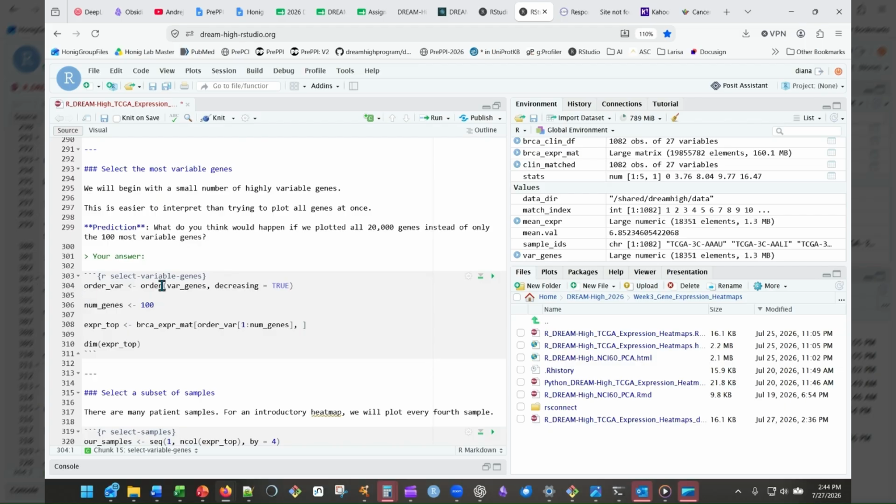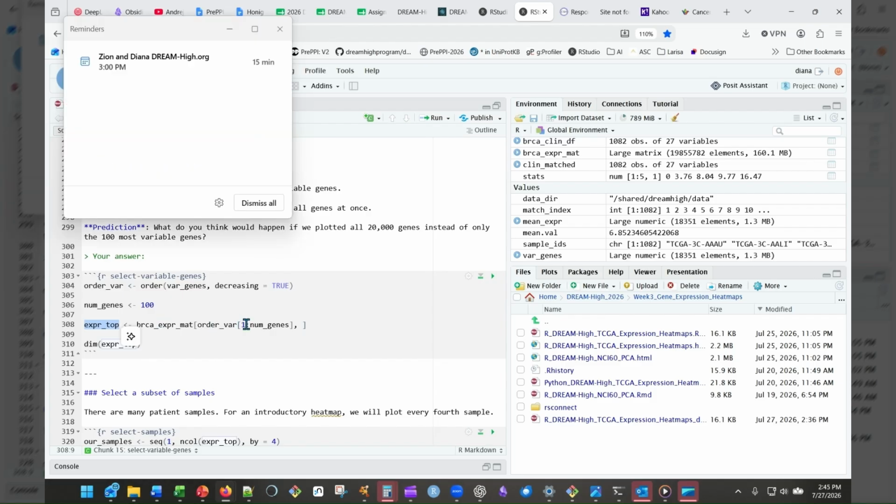So we're going to order our genes according to the variance. Decreasing equals true means that we're going to start at the top, the highest values, and order downward. And then we're going to take the top 100. So the expression for variance at the very top are those from, once we've ordered it, 1 to 100.